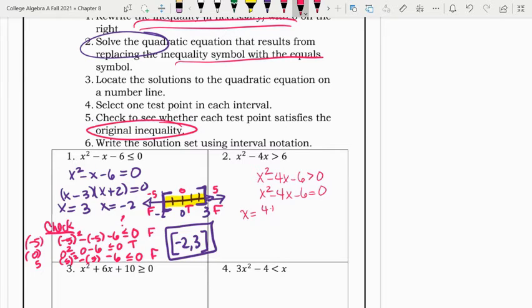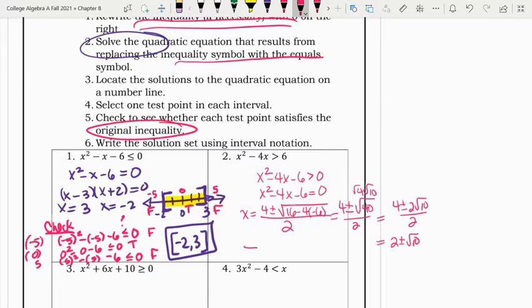x equals 4 plus or minus the square root of 16 minus 4 times negative 6, over twice 1, 2. So 4 plus or minus the square root of 16 plus 24 gives me 40. So square root of 40 over 2. The square root of 4 is 2, so square root of 10. This gives me 4 plus or minus 2 square root of 10 over 2. So 2 plus or minus square root of 10.